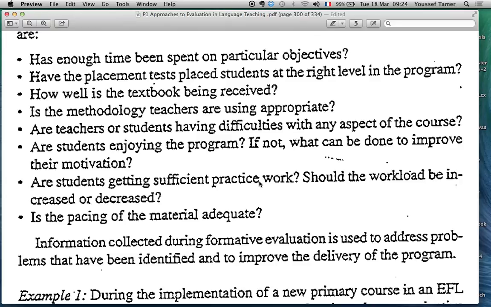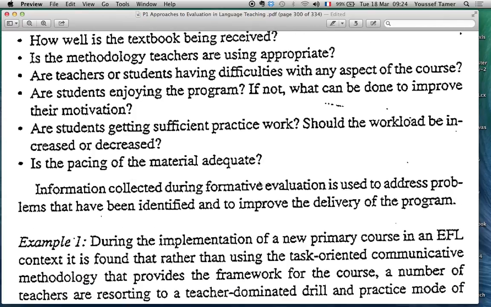So are students enjoying the program? Any ways to improve their motivation? Are students getting sufficient practice? Well, usually this one is problematic because of the students, not because of the teachers.